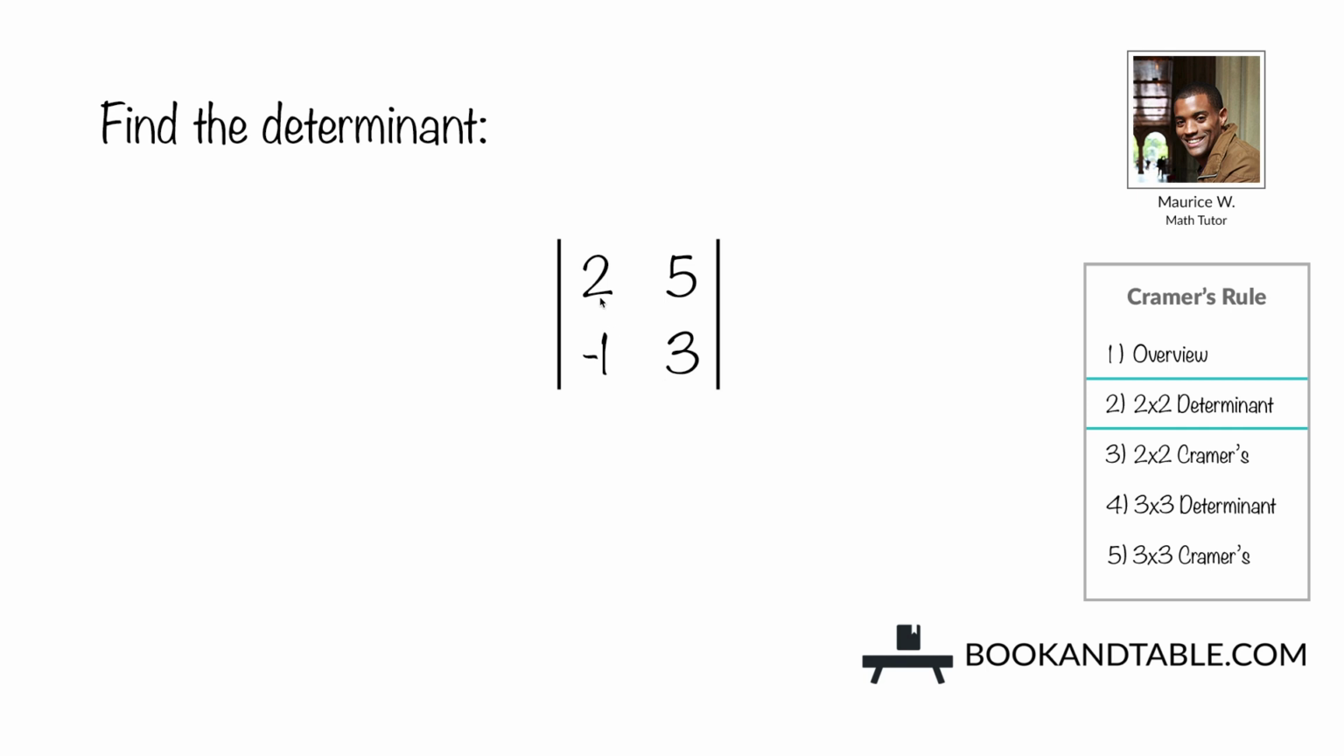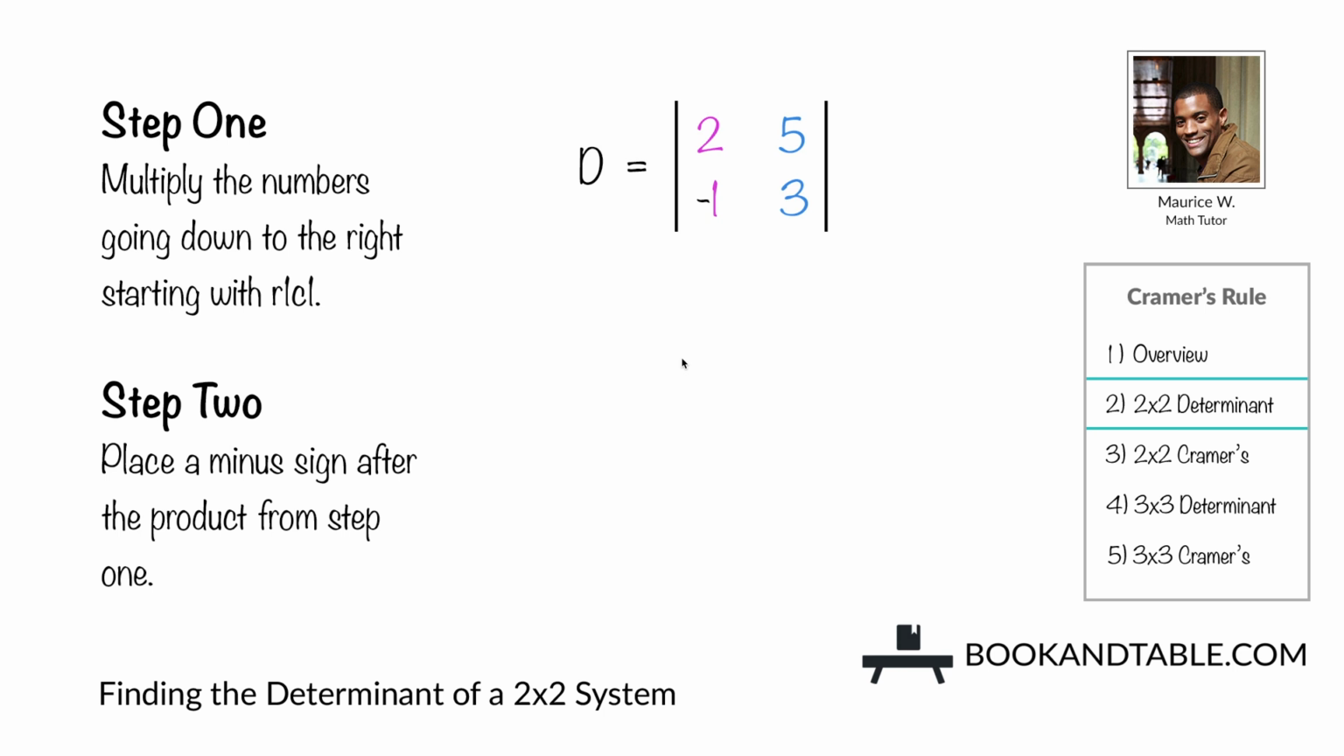We have 2, -1 in column 1, and 5, 3 in column 2. So step 1, multiply the numbers going down to the right, starting with R1, C1. The first row is furthest to the top. The first column is furthest to the left. So that would be positive 2 here.